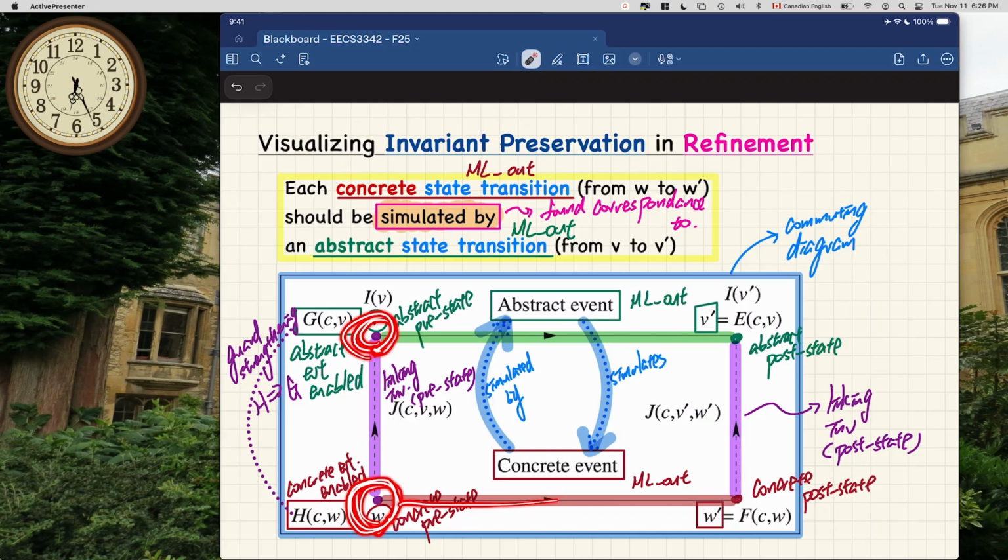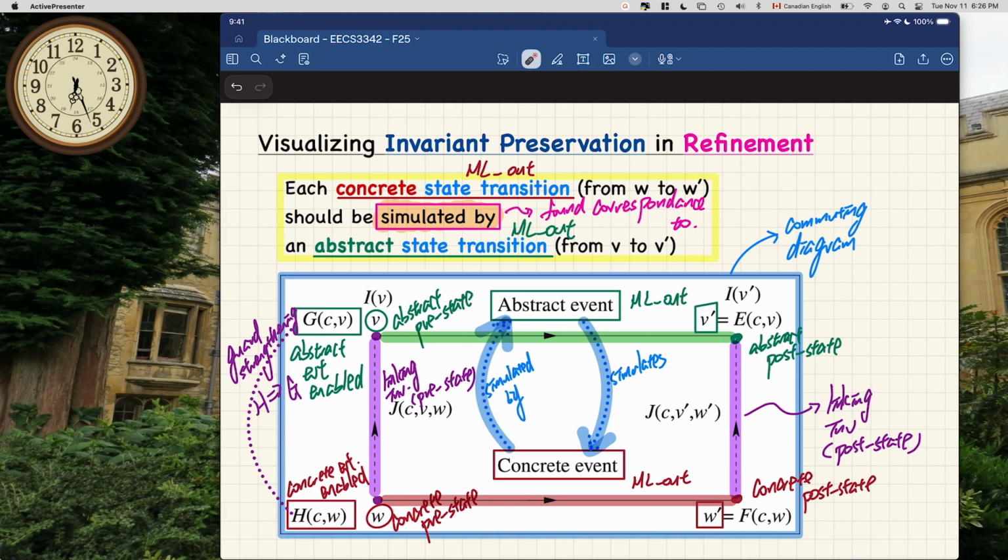And then we take the transition, and the corresponding post-states should also be consistent with respect to the linking invariants. Okay? So this is a very important diagram that summarizes and puts everything together, about abstract and concrete states, events, and guards. Question? Which invariant is considered a linking invariant? Is that all the invariants or only a particular invariant?